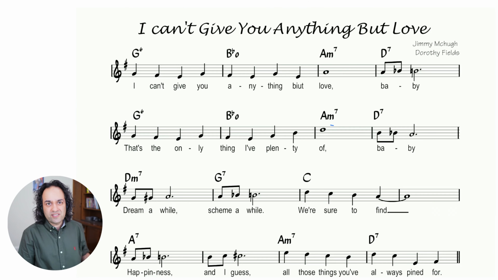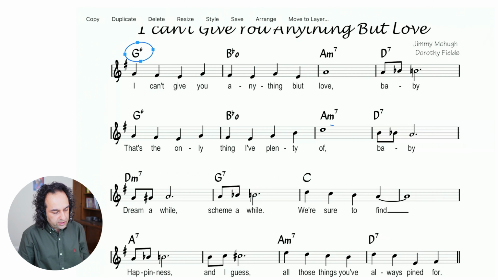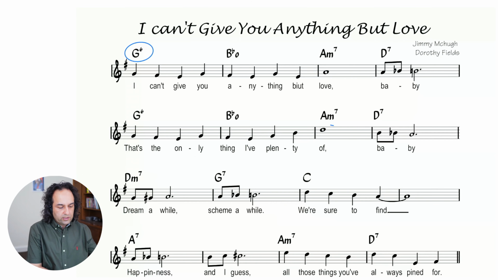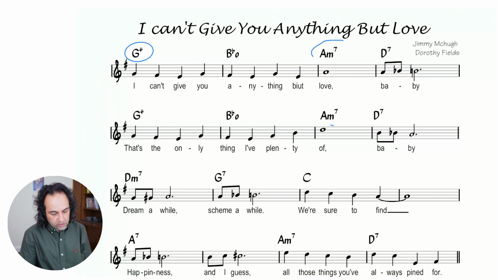Now what I'm going to do, there are several ways I approach this, but today the way I'm going to do it is say I'm going to mark everything that is in the key of G. So G6 will be in the key of G because G6, 1, 3, 5, and 6, okay, of a G major scale. So that's in the key of G. B flat diminished won't be because there's no B flat in G.